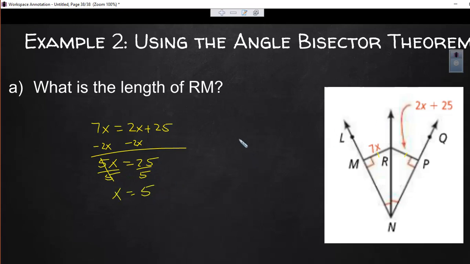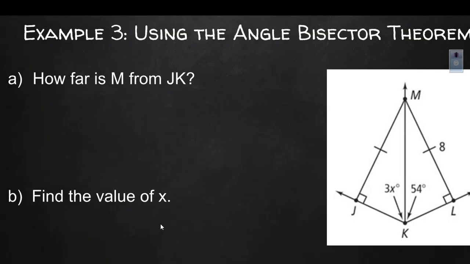So now we got to go back and plug it in because we're looking for the length of RM. RM is going to be 7 times 5, which is going to give us 35. You can always double check it here. 10 plus 25 is also 35. All right, let's take a look at B. So in this question here, in example 3, how far is M from JK? So I want you to attempt parts A and B, pause your video, come back and check your answers when you're done.